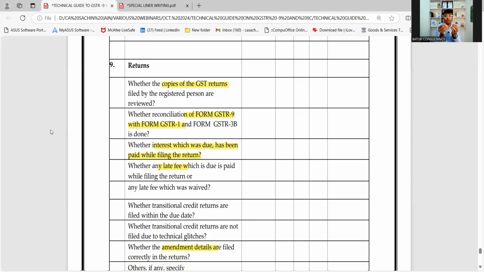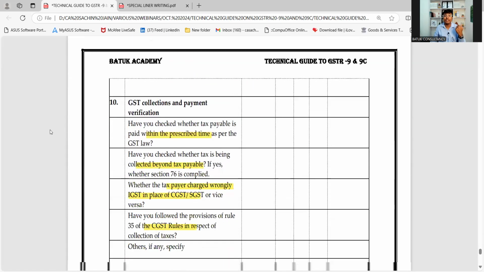And many times what happens is that 3B does not automatically demand the interest, and we are not paying the same. In such a situation, there may be litigation in future. Your return will be selected for scrutiny. So we can make the payment while filing the annual return.